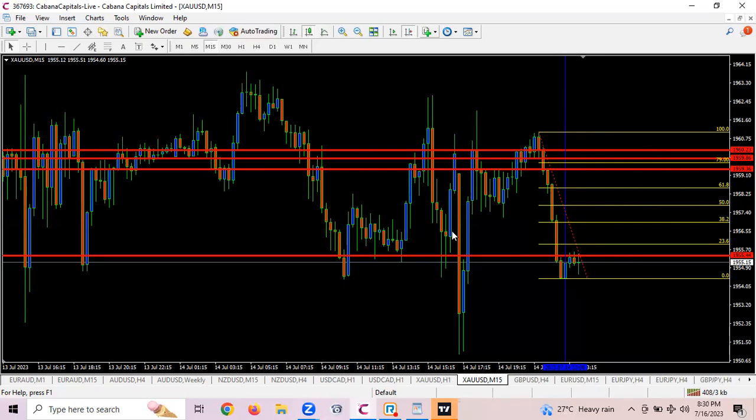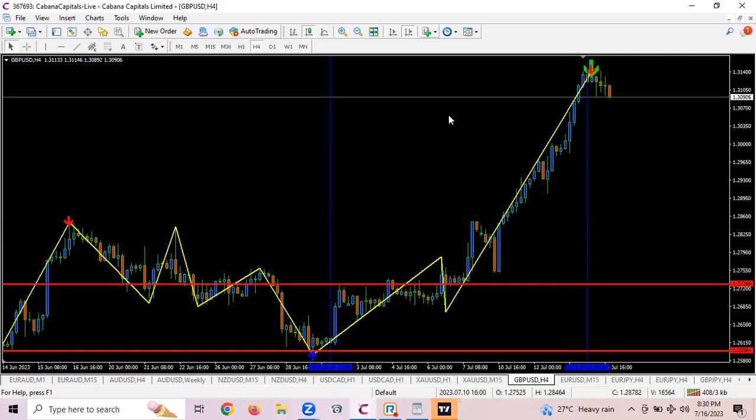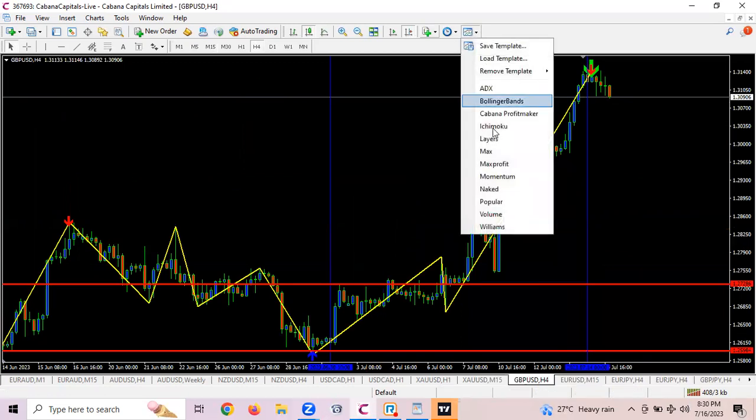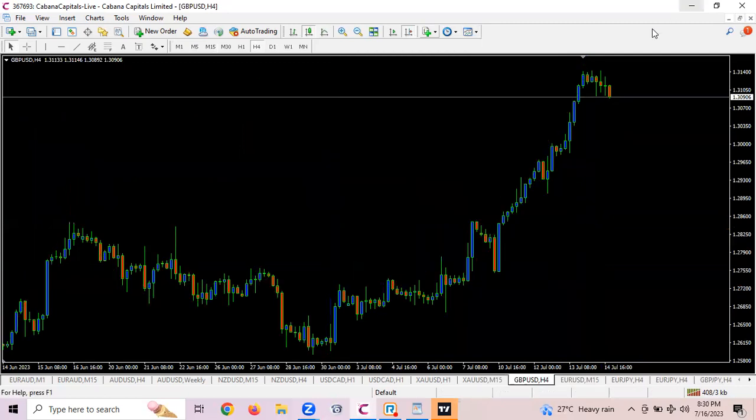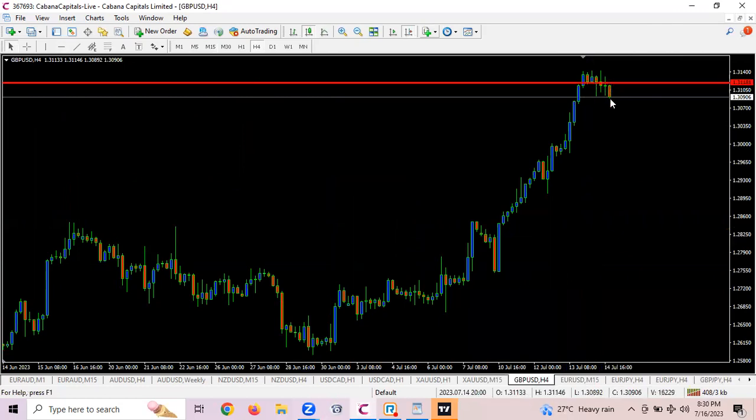Okay? Two minutes. So let's look at GBP USD and Euro USD. It's obvious GBP USD is bearish. You can see what we have here. This is a bearish setup. We have a support here, some resistance. So the support has become a resistance.